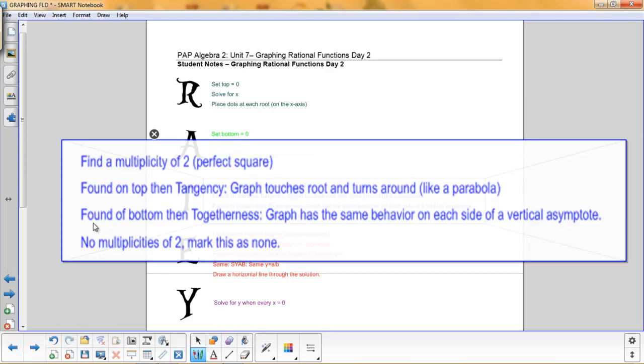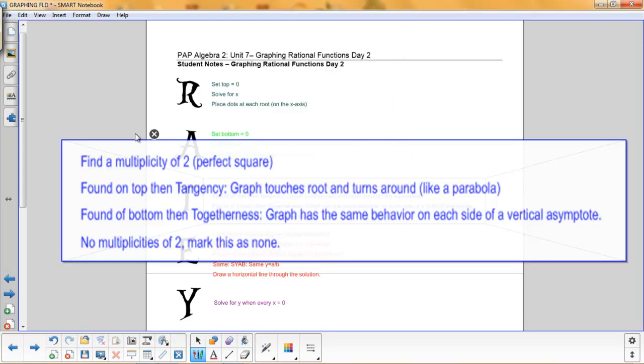If you have a multiplicity of 2 found on the bottom of your fraction, then you have something called togetherness. The graph will have the same behavior on each side of the vertical asymptote. That means that if the graph goes in the positive direction on one side, then on the other side it will also go in the positive direction.